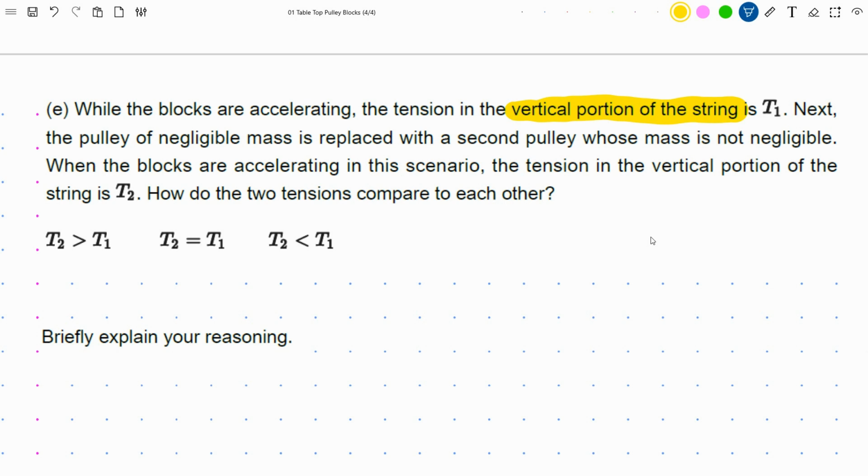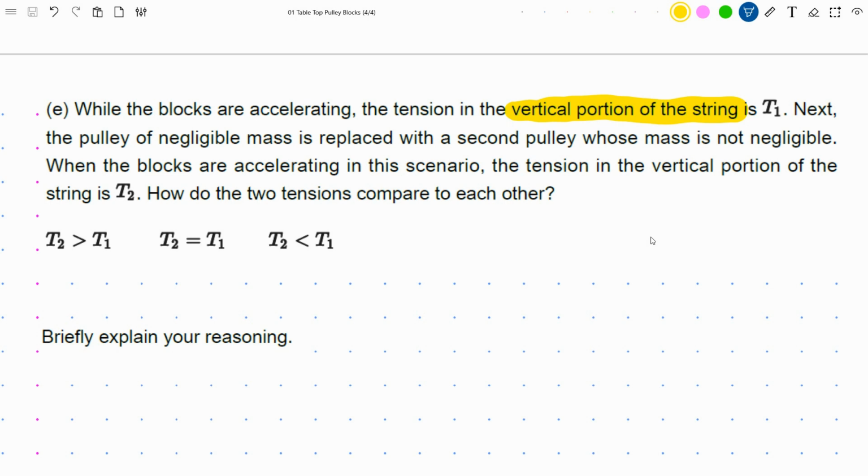So let's not get distracted by looking at the horizontal portion. Okay, next, there's fundamentally a change. They're changing the setup from what we've had previously. The pulley of negligible mass, which is the pulley we've been assuming all this time for all preceding parts, is replaced with a second pulley whose mass is not negligible. So we've been dealing with an essentially idealized pulley. E is saying, what if it's not? What if it's not idealized, at least in the sense that the mass is no longer safe to ignore?